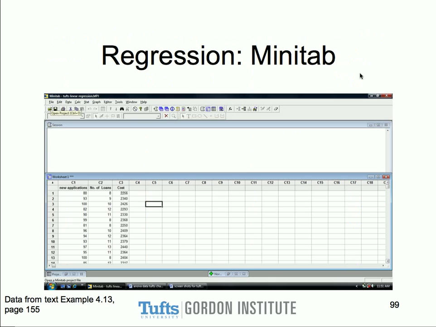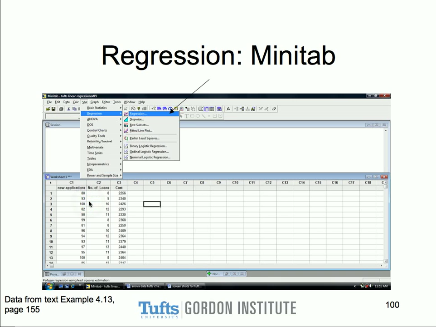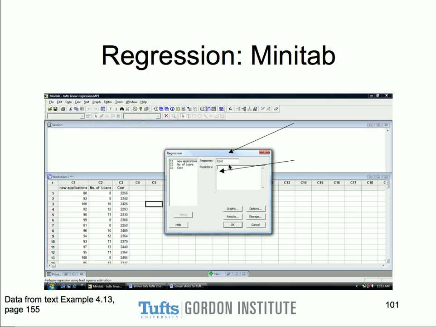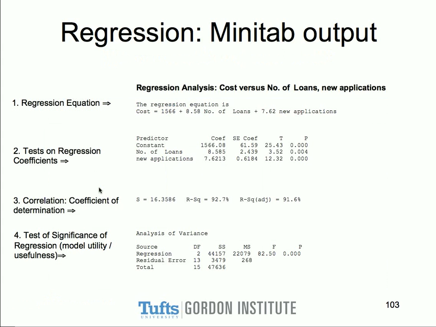So we take those individual values right here, we place them into Minitab, we go into regression, and what we're going to do is we're looking at our response variable as cost, right? So that's our dependent variable. Our predictors are new applications and number of loans. Those are our independent variables, all right? So we have this output, okay? And there are four things I want to review with you, okay?